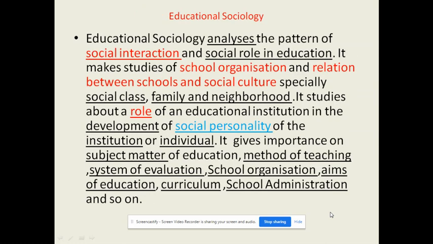Next, educational sociology analyzes the pattern of social interaction, social role in education, and social organization and relationship between schools and social culture, especially social class, family, and neighborhood. Again, it studies the role of educational institutions in the development of social personality, institution, or individual. It gives importance to the subject matter of education, method of teaching, aim of education, including the entire process of education.